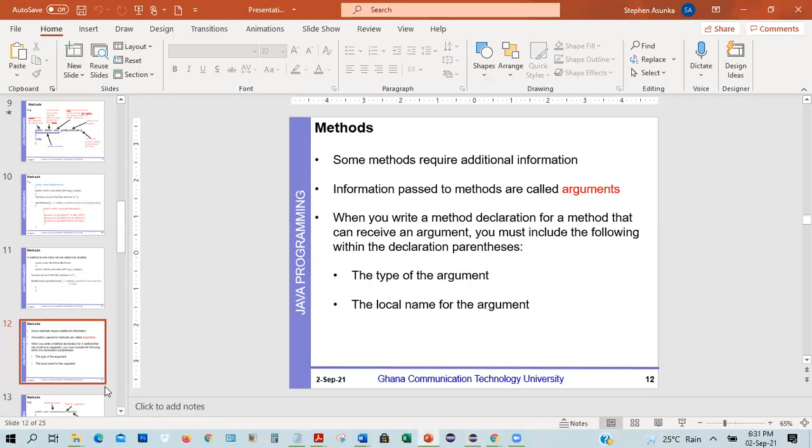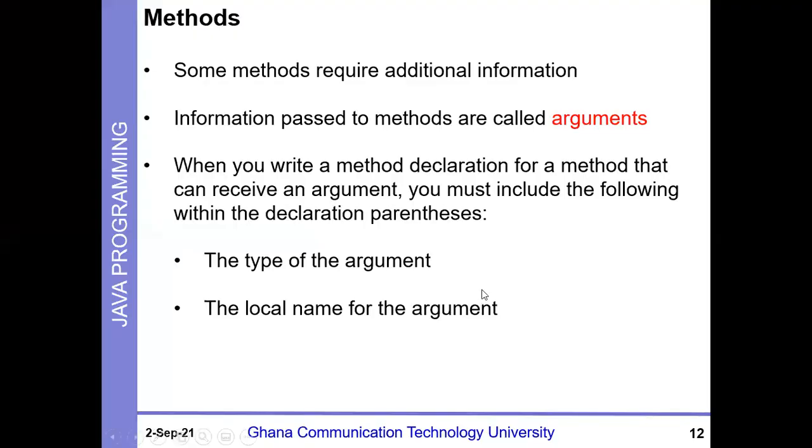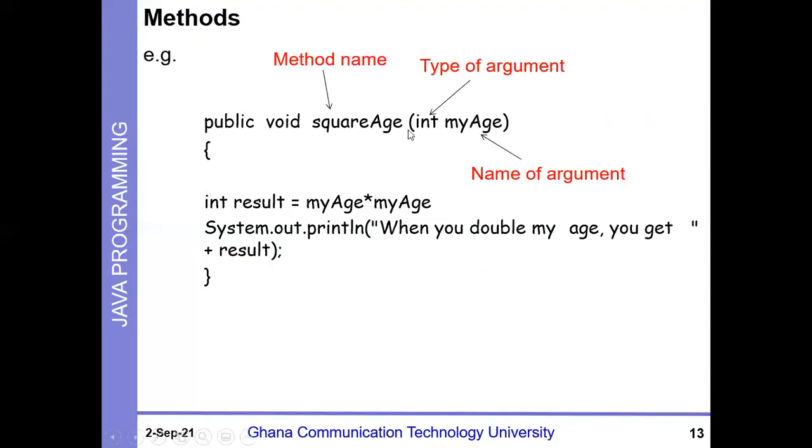When you are defining those methods, you need to indicate the type of the argument as well as the name. If you look at this one, public void, we've left out the static. We have to include static. Square age is the name of the method. Now we have integer my age. Because the method is taking arguments, you need to provide the type and then the name. The type is an integer, and the name is my age. So at least the names mean something.